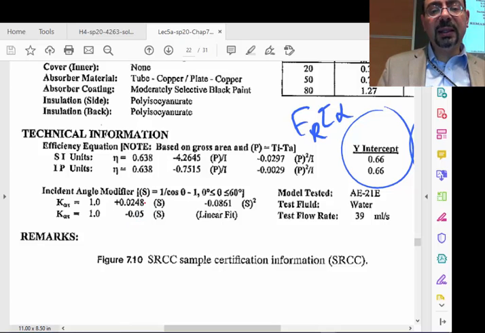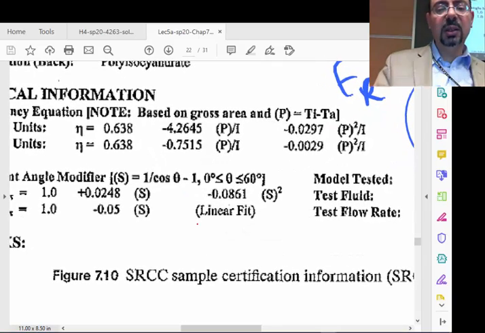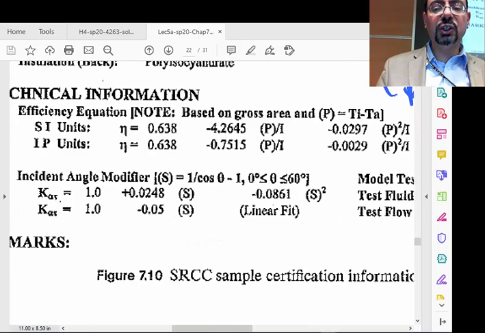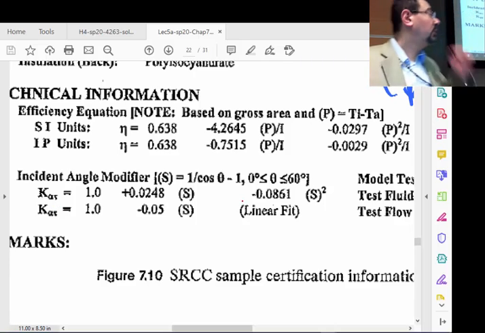So he's saying that S is 1 over cosine theta minus 1. So you calculate the incident angle and you calculate the S out of it, and then he gives you an equation for the K. So depending on the incident angle, you get the K.